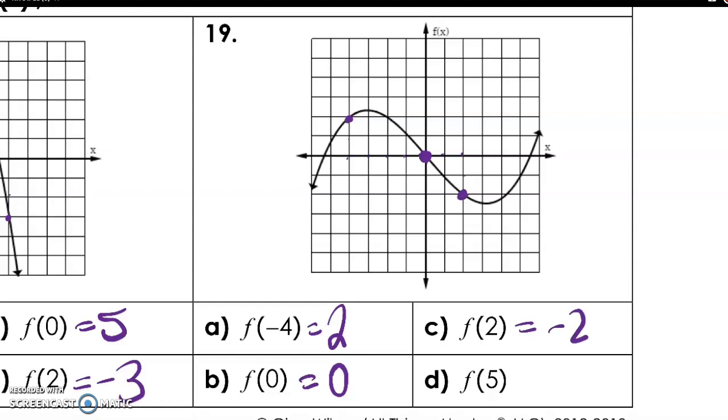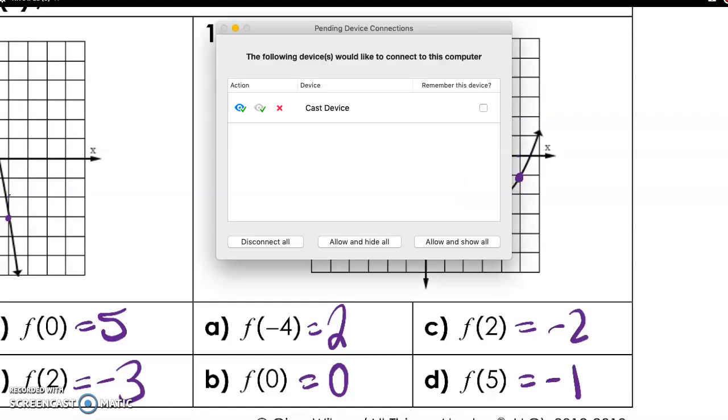And my last one, f of 5, right 1, 2, 3, 4, 5, down 1, so negative 1. So if they're giving you a graph and they want you to find f of a certain number, that's the x value, so count left or right, and then figure out what your y value is.